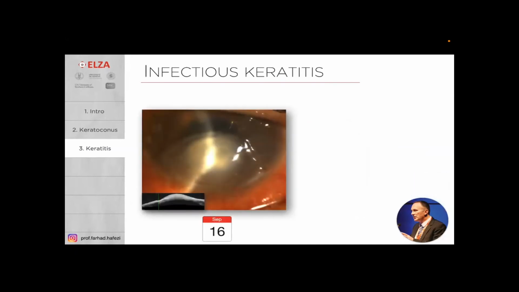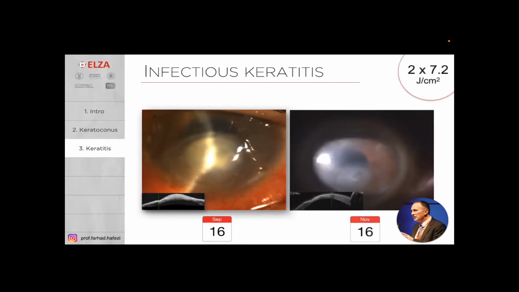Look at this example of a 6 millimeter fungal keratitis that we treated not with the Dresden protocol, not with 5.4 joule, but with 14.4 joule, almost 3 times the total energy, and this is the result.